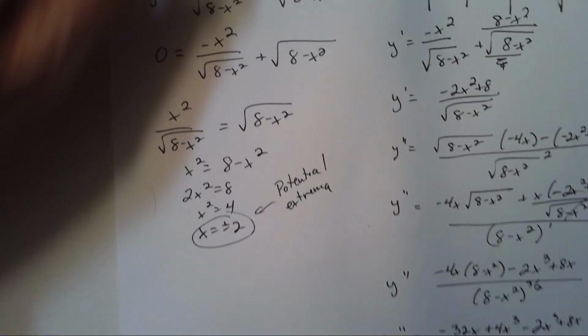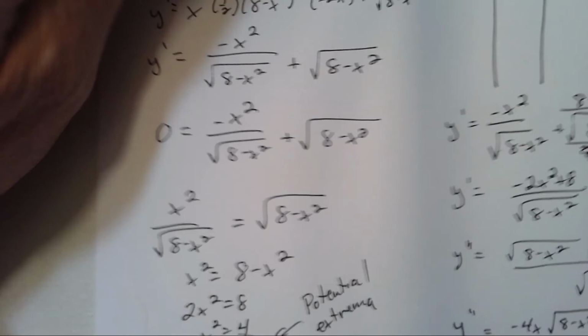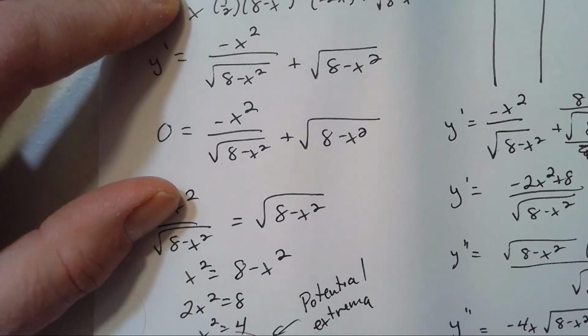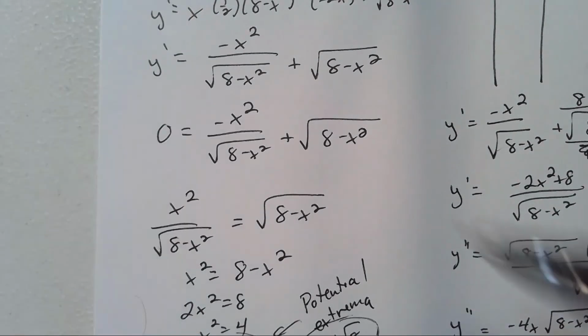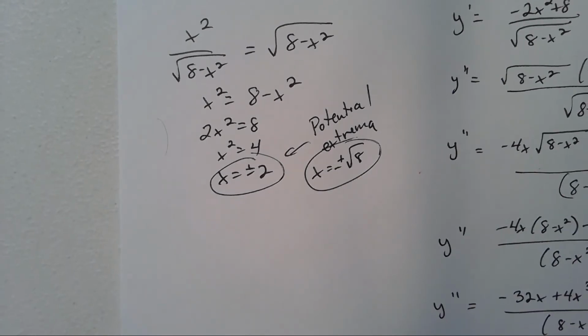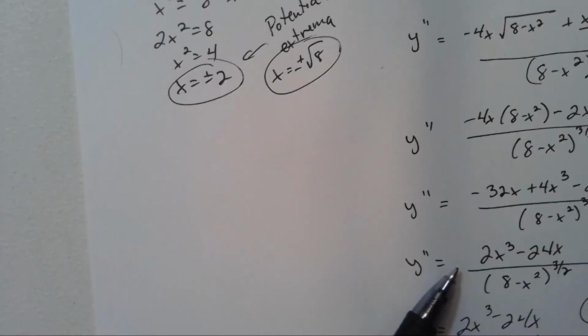If we go back and look at our potential extrema, one thing I could have noted is if I find my derivative, what will make the bottom 0? Square root of 8. So plus or minus square root of 8 are two other potential extrema because that's what makes the bottom 0. So plus or minus 2, plus or minus the square root of 8. Okay, so as long as we have a second derivative, let's plug in our extrema into our second derivative. So do a second derivative test here.